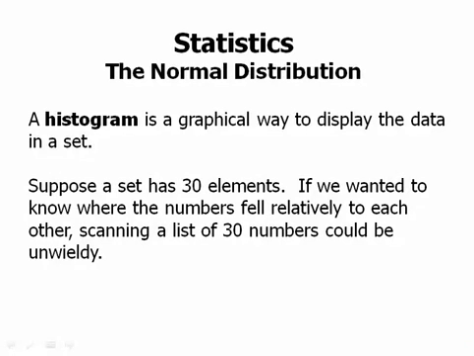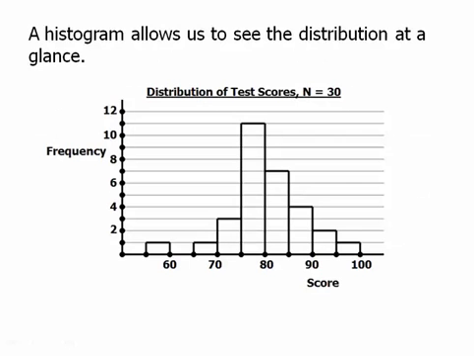If we wanted to know where the numbers fell relative to each other, scanning the list of numbers would take some time. In other words, if we look at a page of numbers, it can be hard to determine, and that's only with 30 numbers. And you can imagine if you had 100 numbers or 1,000 numbers, it would be very hard to scan that list. So instead, a histogram allows us to see the whole distribution at a glance.